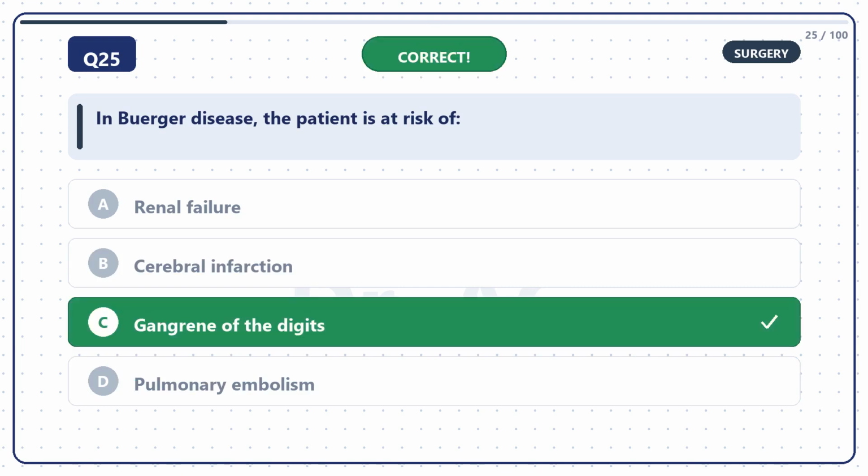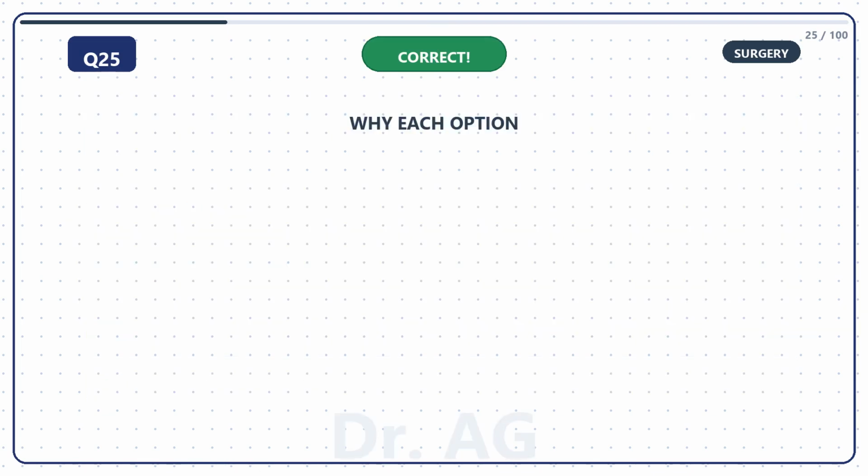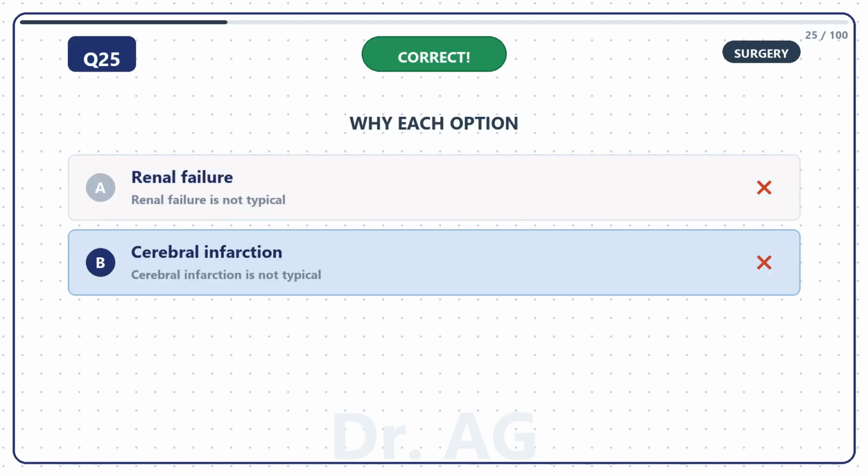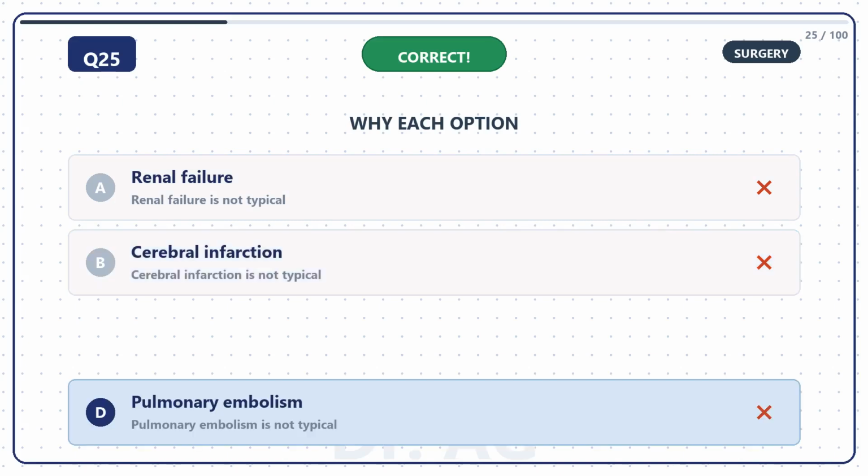The correct answer is option C. Gangrene of the digits. Let's go through the options. Renal failure. Renal failure is not typical. Cerebral infarction. Cerebral infarction is not typical. Pulmonary embolism. Pulmonary embolism is not typical.